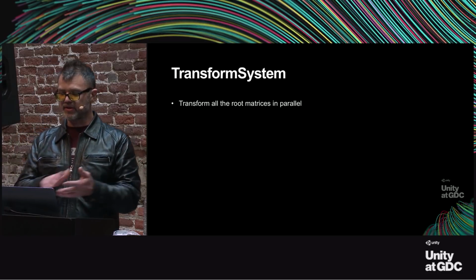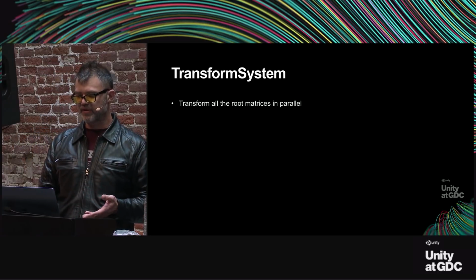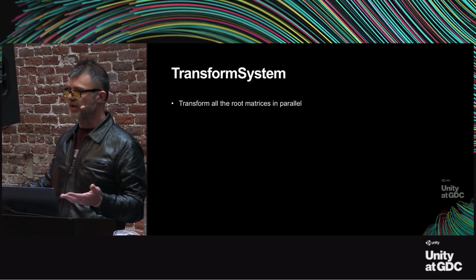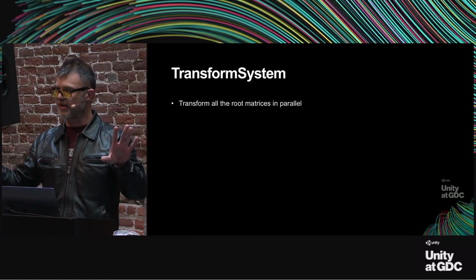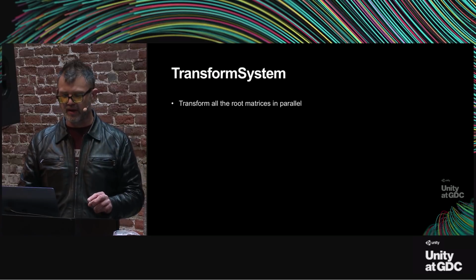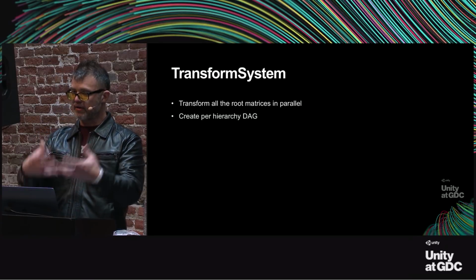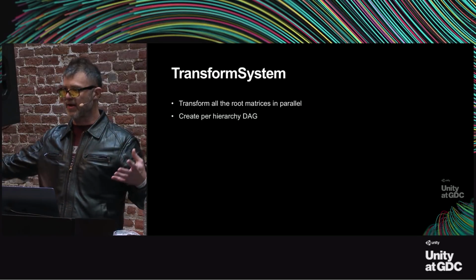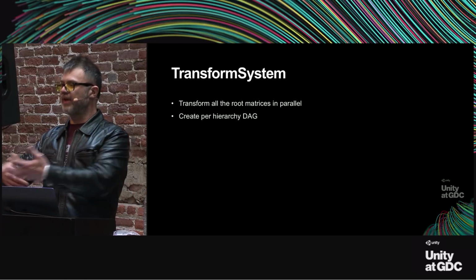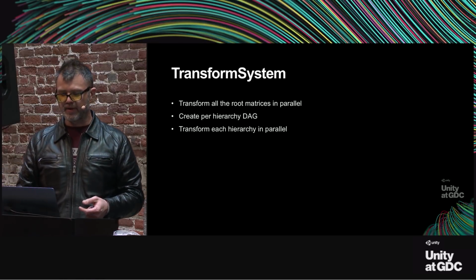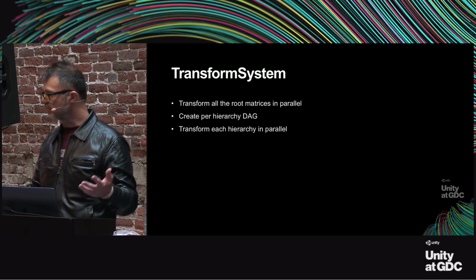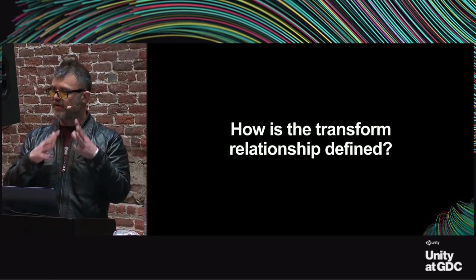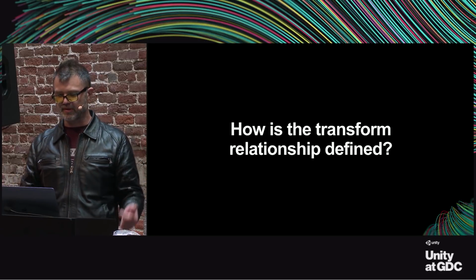The transformation system is basically set up into phases. First phase is it transforms all the root matrices in parallel. Like, find all the roots of the world, transform them all once in parallel, so now we're set up for whatever hierarchies are underneath that. Then we create a DAG per hierarchy, so for each one of those root matrices, should they have a hierarchy. And then we transform each hierarchy in parallel to the limit of your hardware. So it's a very straightforward transformation process.